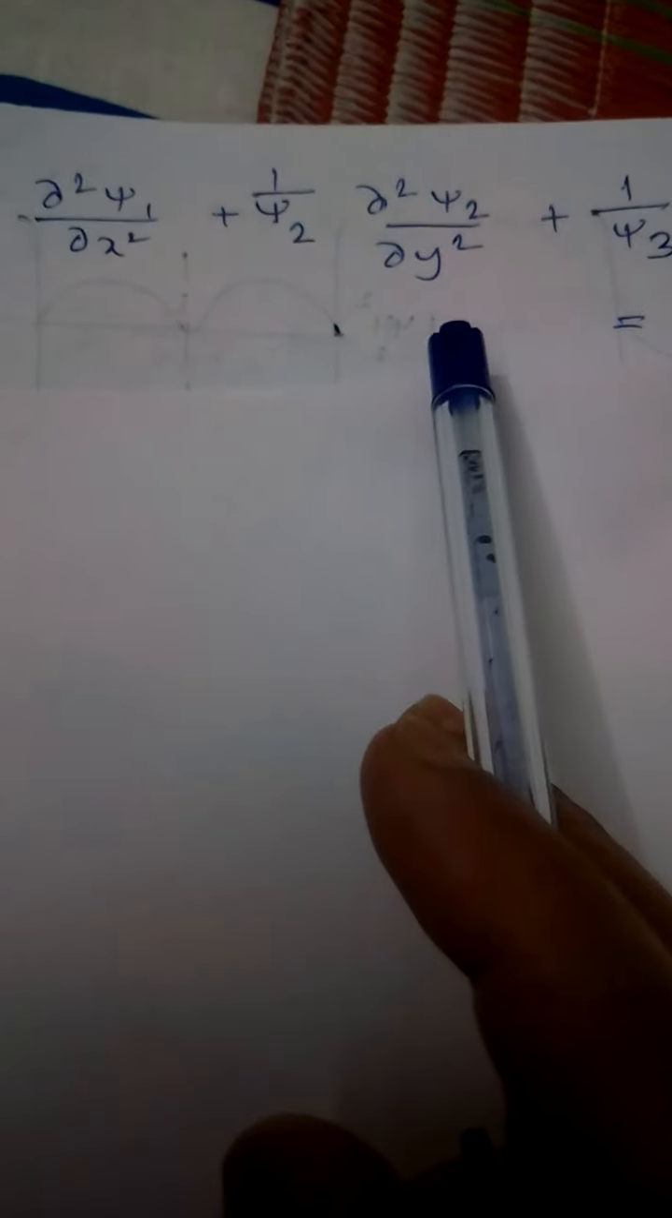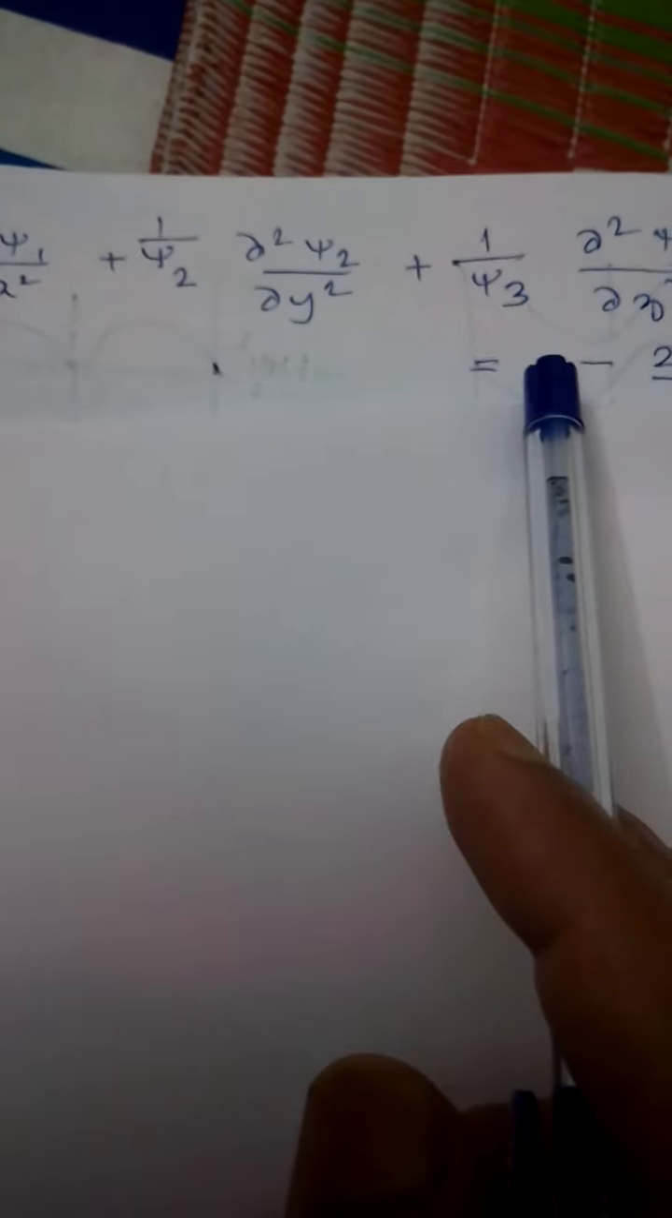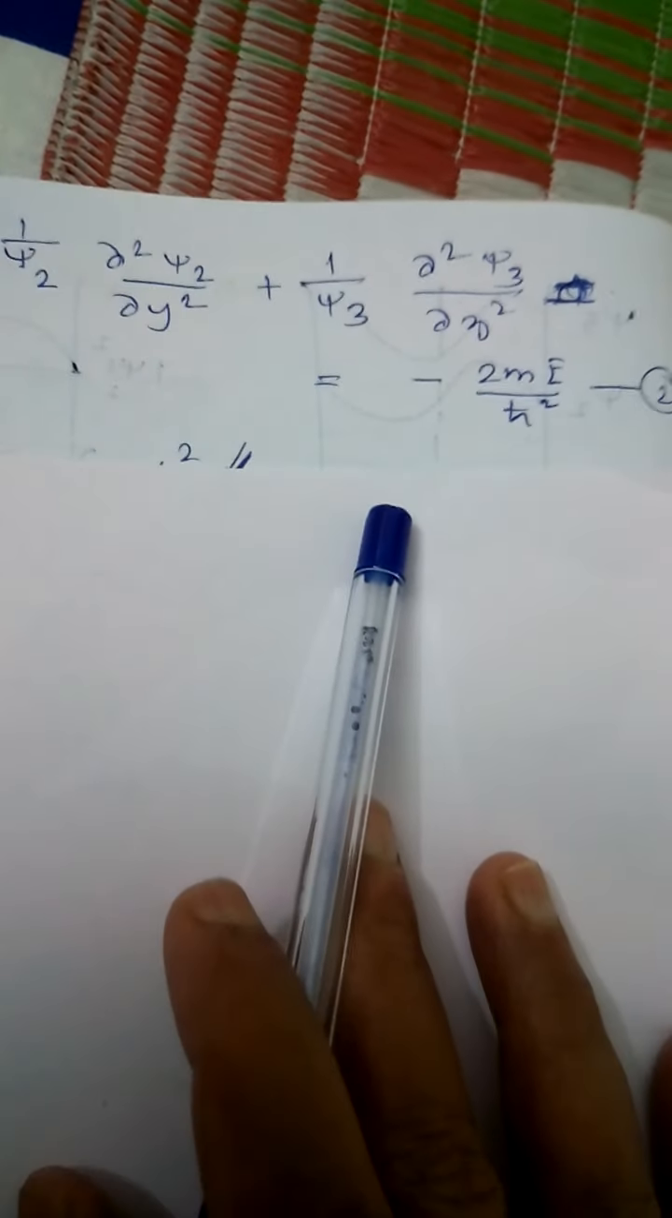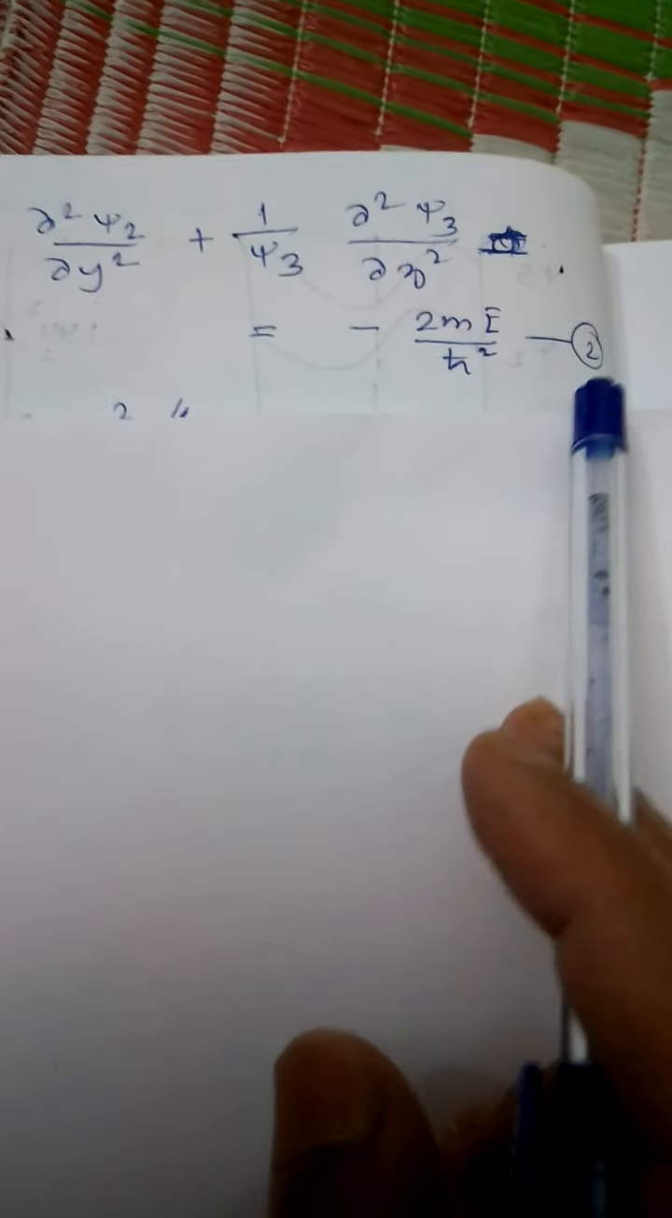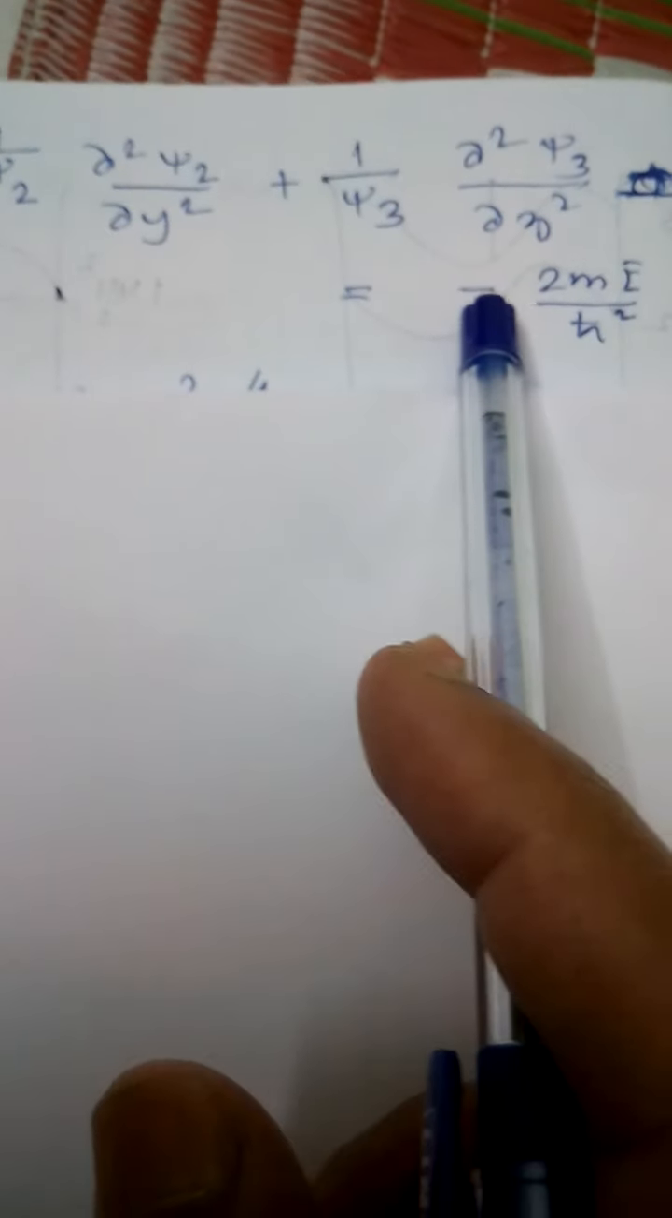1 by psi 1 del square psi 1 by del x square plus 1 by psi 2 del square psi 2 by del y square plus 1 by psi 3 del square psi 3 by del z square equals minus 2me by h cut square. That is our second equation. Just changing the side, we have a negative sign, so minus 2me by h cut square. Clear? So let it be equation number 2.